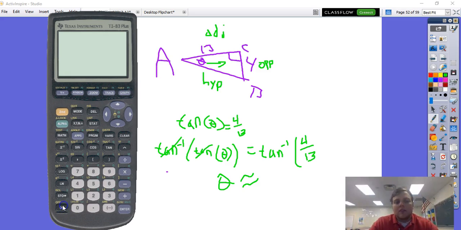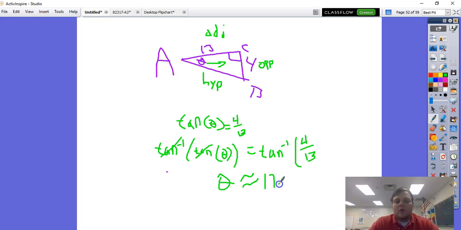If I can get my calculator turned on. This is like a daily thing. Okay, so we're going to say second tan of 4 divided by 13. Press enter, and bam, 17.1 degrees. So theta is equal to 17.1 degrees.